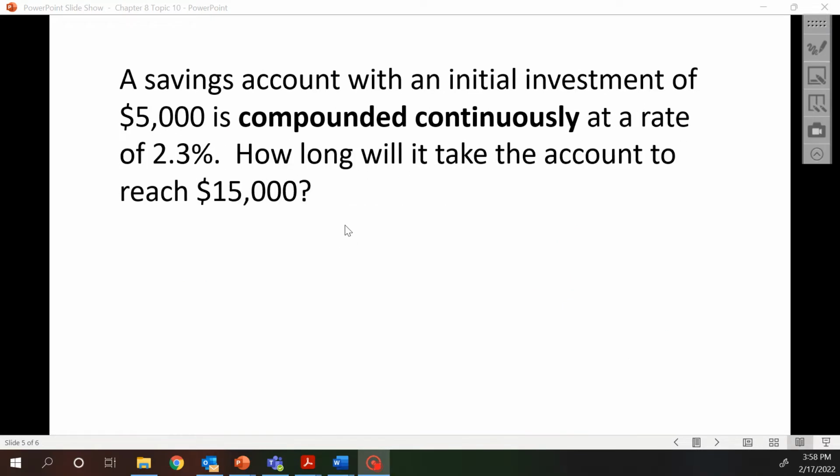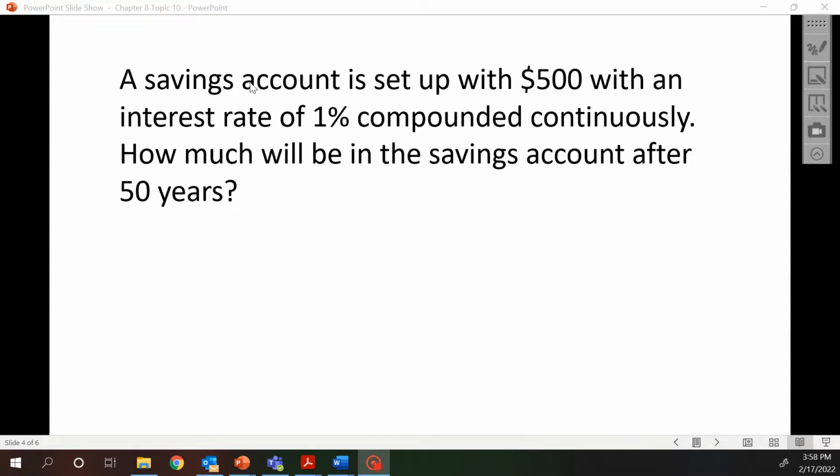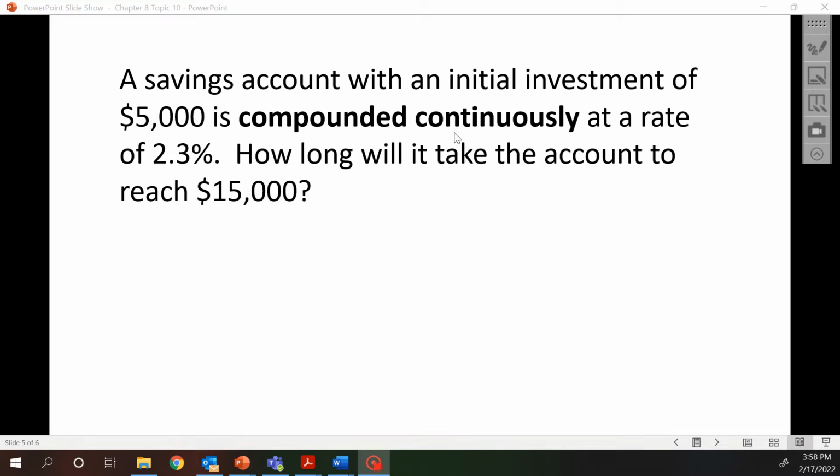We're going to skip over the second example here, which is pretty much the exact same thing. Sorry, the second example of the PowerPoint, which says start with 500 and how much do we have after 50 years, is pretty much the same problem. So we're going to skip to the third problem.